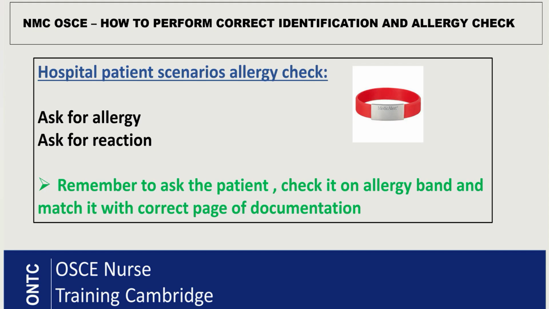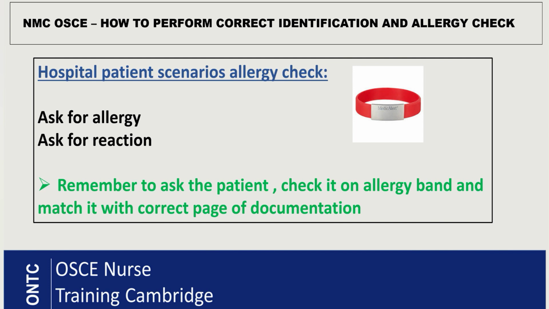Now, how do you do the allergy check for a hospital patient? So that's the next slide. So you ask the patient what they're allergic to, and you look at their allergy band. Red band normally is the allergy band. So look at it and say, okay, I can see that's clearly written on your allergy band. And then you look at your document as well and match it to your document, because allergy status is given in your document. And then you also do not forget to ask for the reaction of the allergy.